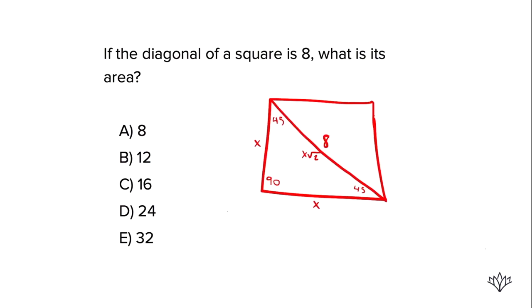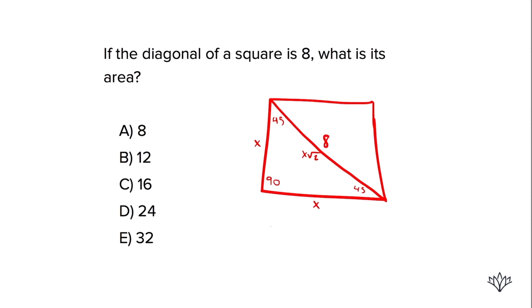x rad 2 is equal to 8. Let's start by solving for x. And remember, why are we doing this? What's the goal here? We want the area of the square. And what's the formula for the area of a square? It's side squared. Area equals side squared. In this figure, the sides are both x, right? So we need to solve for x, and that's what we're doing here. We have x rad 2 is 8. We divide both sides by rad 2. The rad 2's cancel on the left, and on the right we have 8 over rad 2.